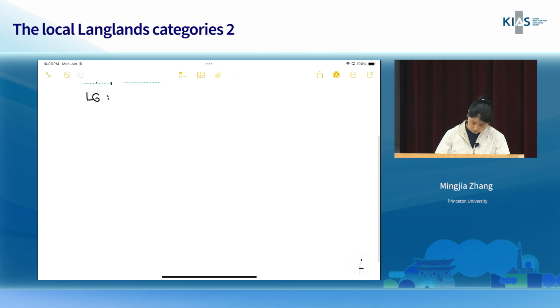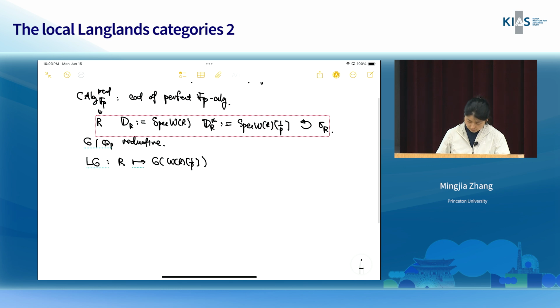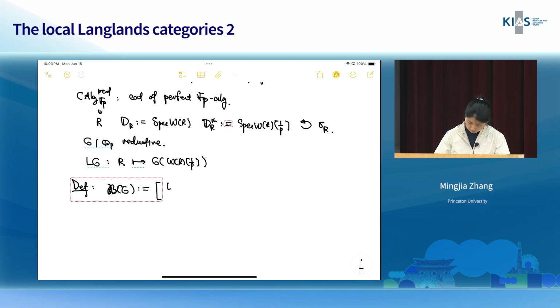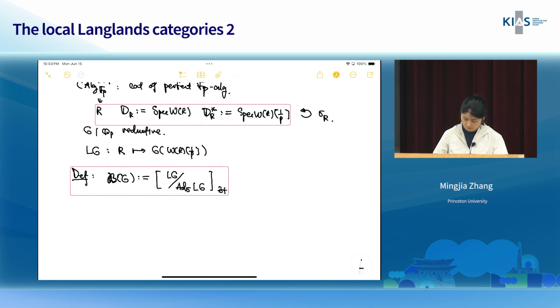LG will denote the loop group using the Witt vectors. Namely, it sends R to the W(R)[1/p]-valued points of G. And then we can introduce the main geometric object, which we call curly B of G. This is the étale sheafification of the quotient of LG by the sigma-conjugation action of LG itself, as a stack on perfect F_p-algebras.